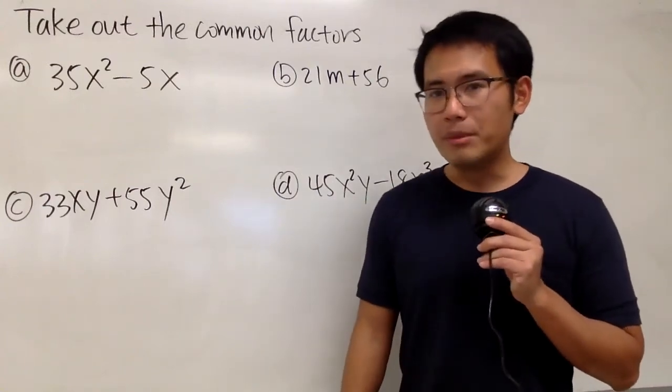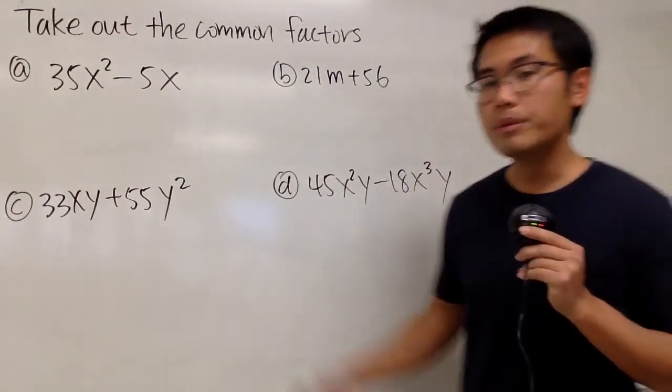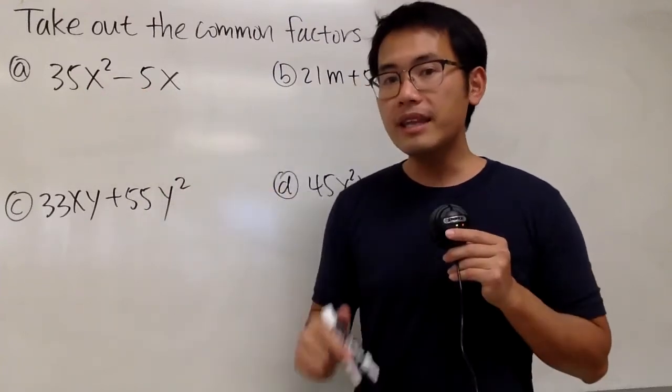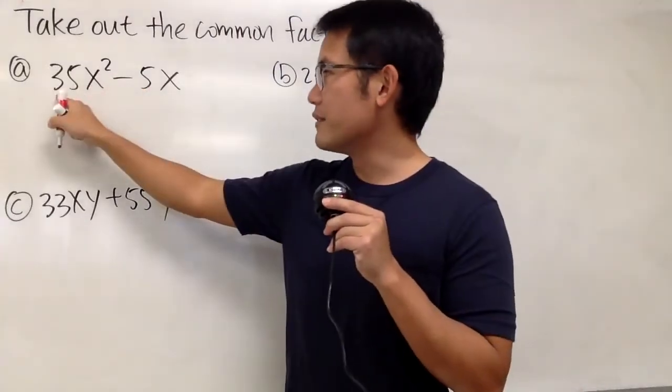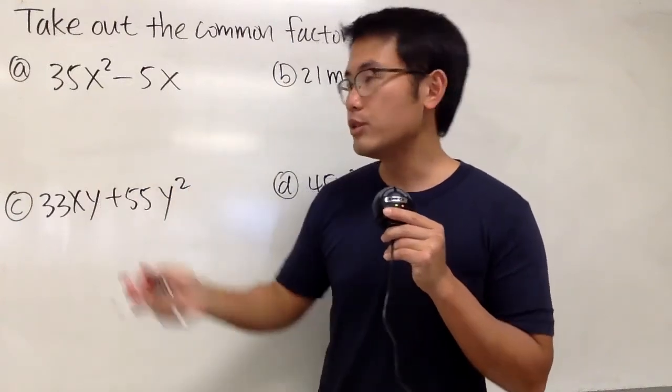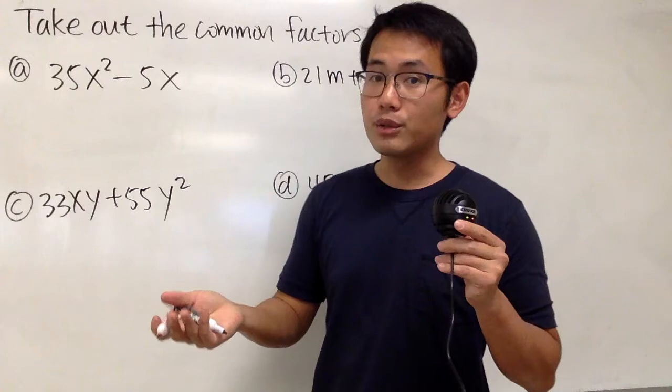Okay, we are going to take out the common factors of this expression. So here we go. For the first one, we have 35x squared minus 5x. Look at the numbers first. This right here is 35, and this right here is 5. And you ask yourself, what number goes into both 35 and 5? And the answer to that is 5.